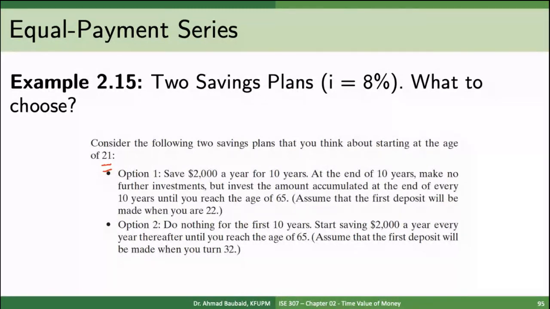The second option is you actually don't do anything in the first 10 years. But then you start saving $2,000 every year until you get to 65. So the amount is kind of the same, but here you're saving it up front, from 22 until 31, I think. Whereas in this case, you're not doing the savings now, but you're saving the same amount for a longer number of years, and you're starting much later. You're starting the first deposit when you're 32. And they're asking you to compare these two options and find out which one you should choose.